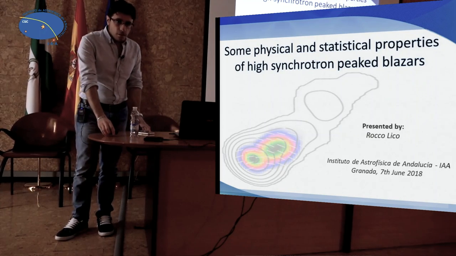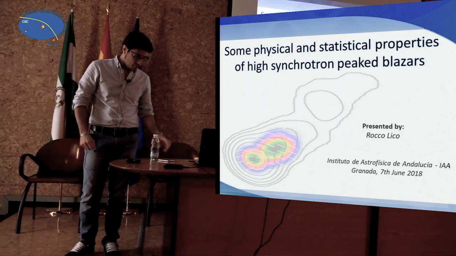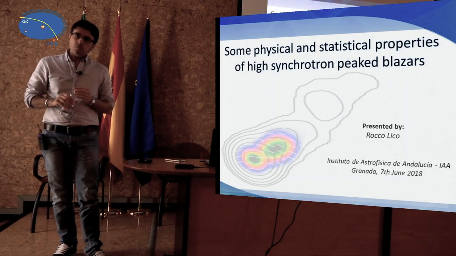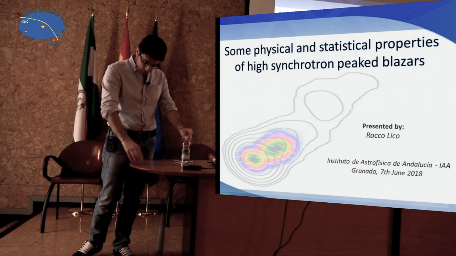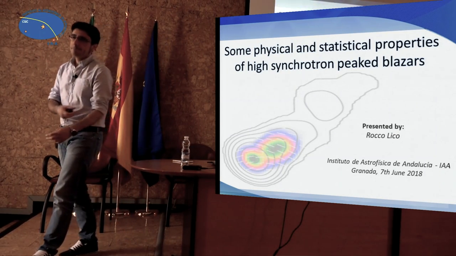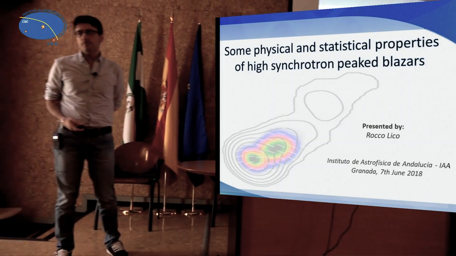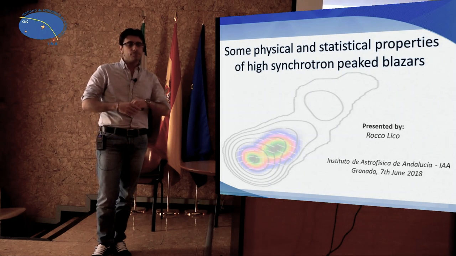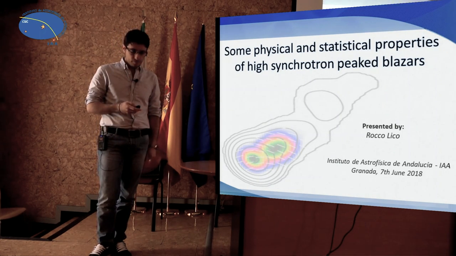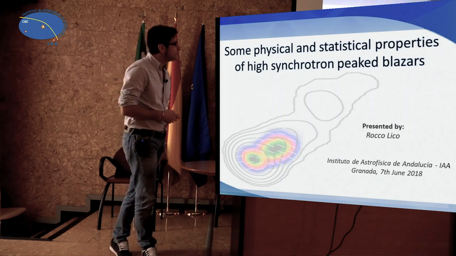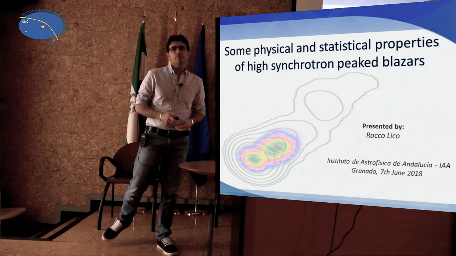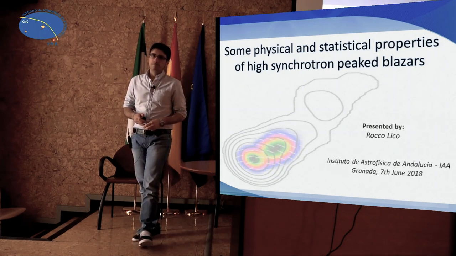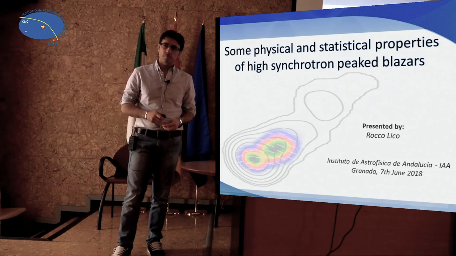Rocco has been working mainly on a particular class of blazars, which are known as high synchrotron peaked blazars, from a multi-wavelength point of view. So trying to connect the radio, optical and gamma rays to figure out what is the emission mechanism. And this is a very specific class of blazar that is not so well known as the other types of blazar. And today he's going to discuss some of the physical and statistical properties of this blazar population.